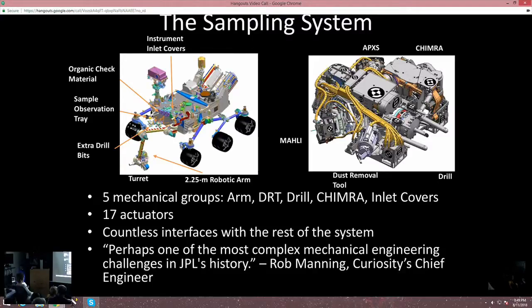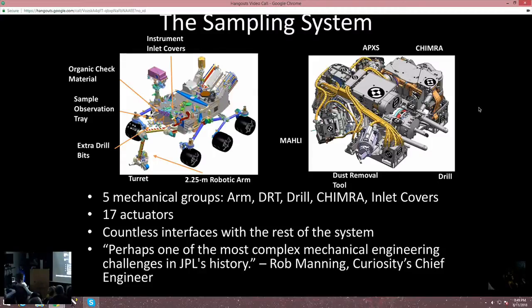Once it's collected that powder, it moves it over to a tool we call CHIMRA, which sieves that powder through a 150 micron sieve, so we're getting just really, really fine particles, and then delivering a sample to our instruments that are about half the size of a baby aspirin pill.